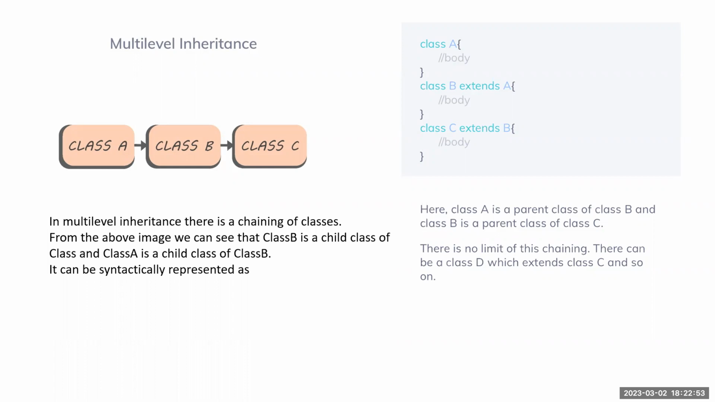So this is called multi-level inheritance. Multi-level means it will start with some class A and end somewhere, inheriting the properties from one class to another, and another. And there is no limit, that's what I was trying to say. There is no limit in this chaining. You can extend classes as many times as you want.